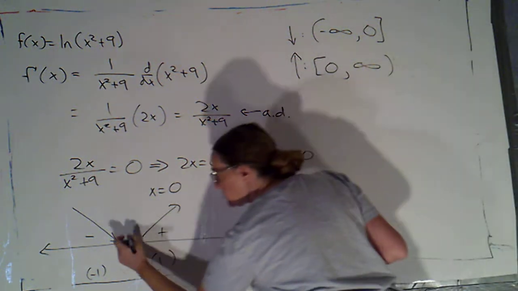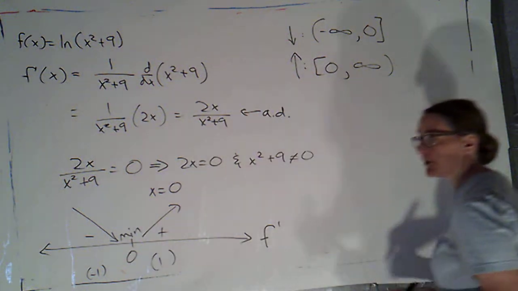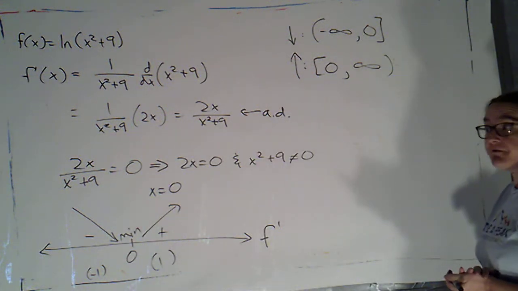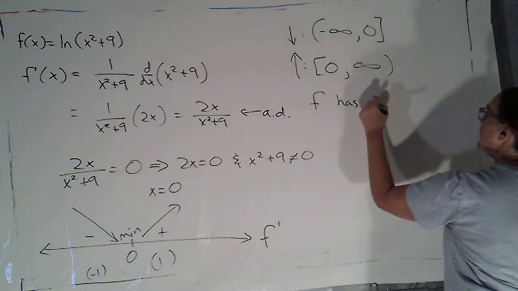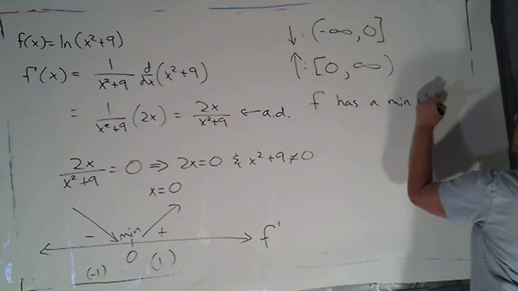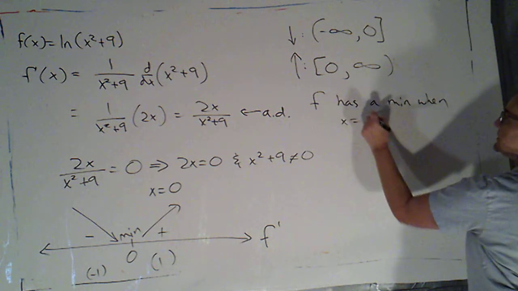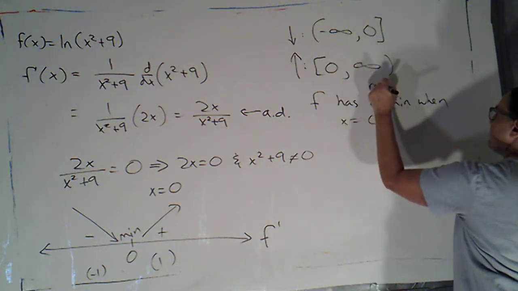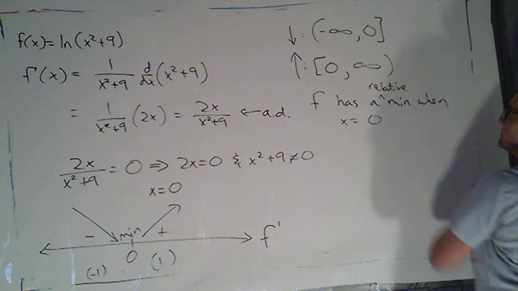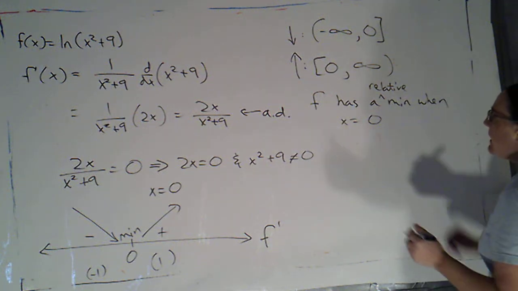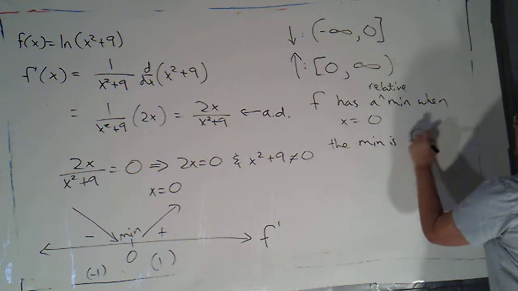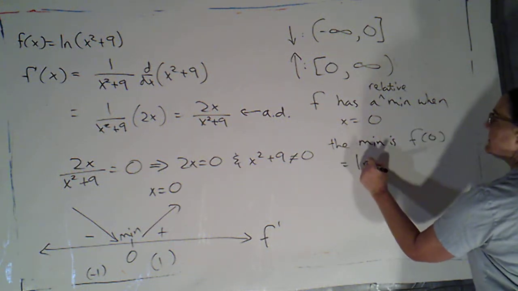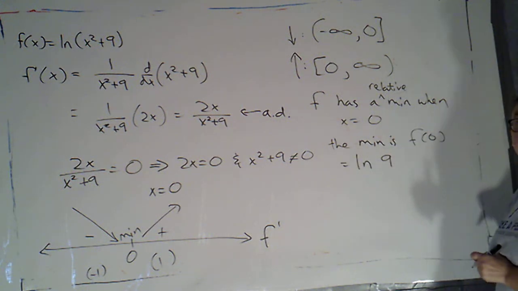And looking at the shape of the graph, I can see I have a min here. Looks like we don't have any relative maxes at all, but I do have a relative min. So f has a min when x is equal to 0. If I want to be more specific, I can say it's a relative min. Okay. And the min is f of 0, which would be the natural log of 9.